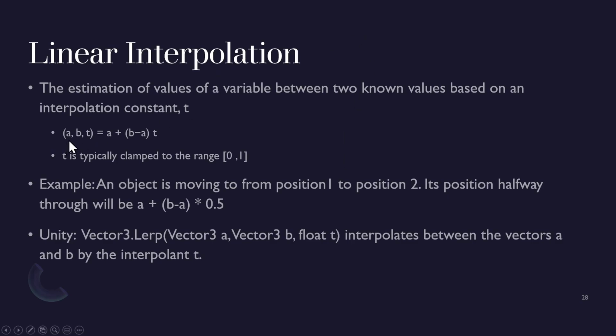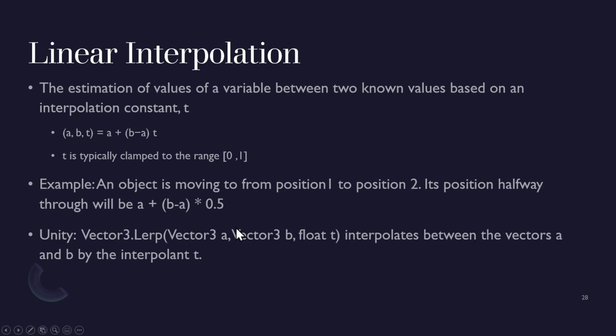The formula for that is you have your A vector and your B vector for the origin and the target, and T is an interpolant typically clamped to the range of 0 and 1, where we want to calculate the vector where our character is going to be when we are in that specific part of the range. So at 0, our character will be at the origin, and at 1, our character will have reached the destination. So to put that in another example, if you have an object moving from position 1 to position 2, the halfway position would be this formula using these vectors multiplied by the interpolant of 0.5.